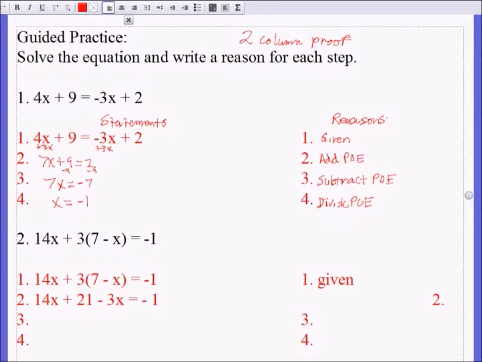So what did you do here? And that's why I didn't want to do that. This is going to be distributive property. Okay, that's your reason. Remember we had this early in our notes.